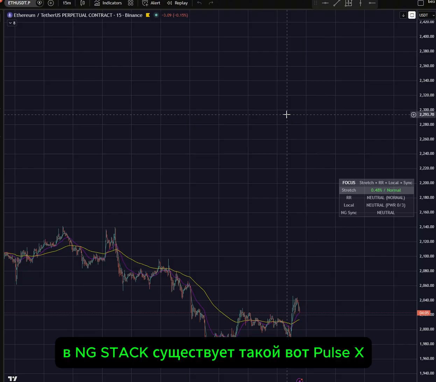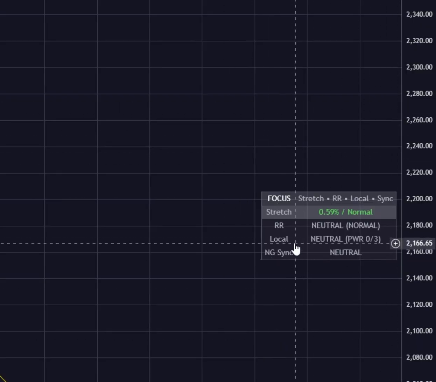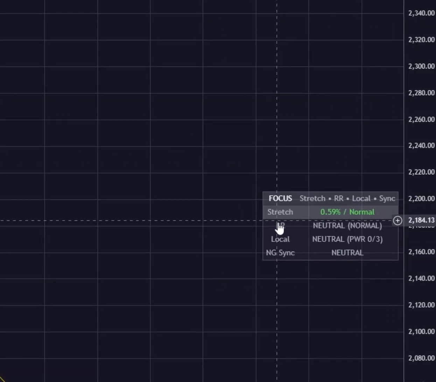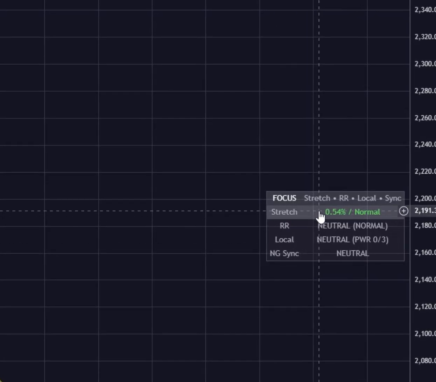That's exactly why PulseX was created within NG Stack. Its purpose is to indicate the current market direction and evaluate the movement's strength. Now let's look at the main block. See, we have a HUD here, and it has 4 lines. It seems simple, it seems clear.